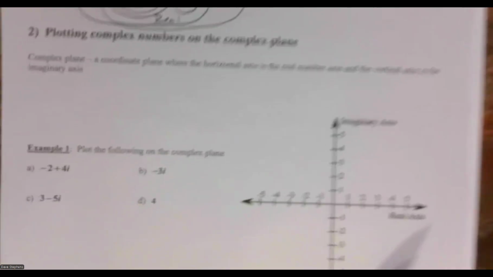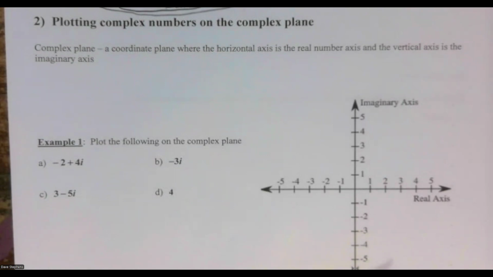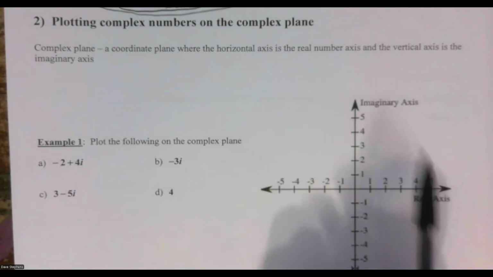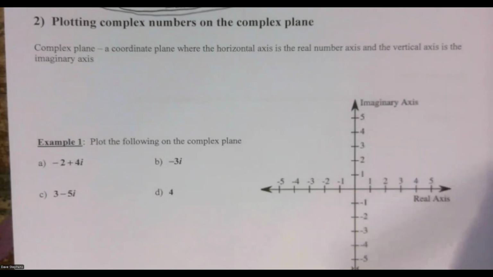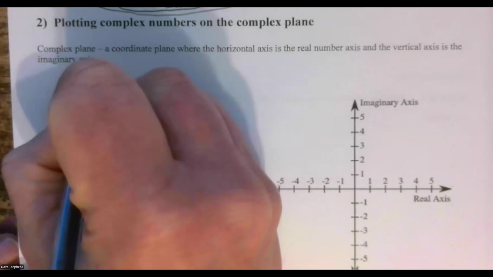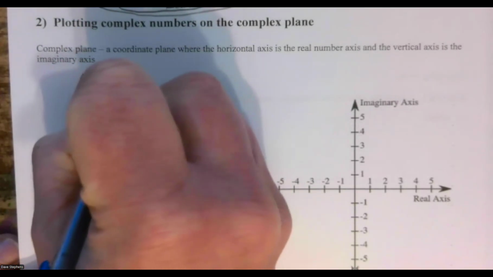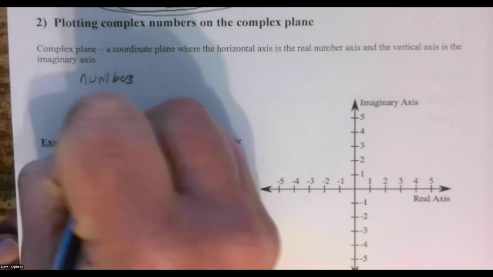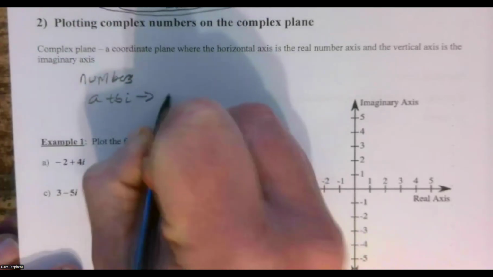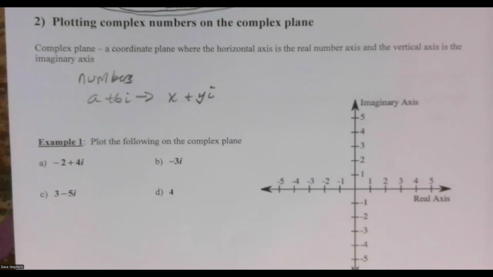And I say two-dimensional on purpose because we're going to plot these on the complex plane. It's a coordinate plane where the horizontal axis is the real number axis. The imaginary axis is the vertical axis. And a plus bi can be converted into x plus yi, if that makes things a little bit easier for you.